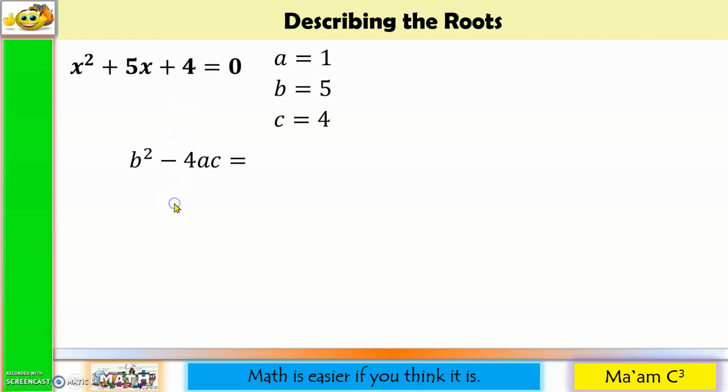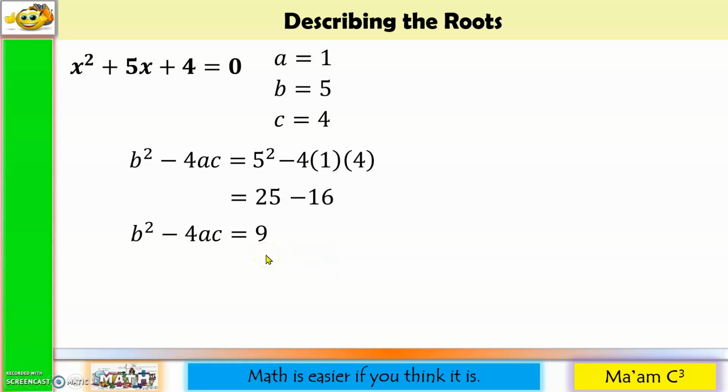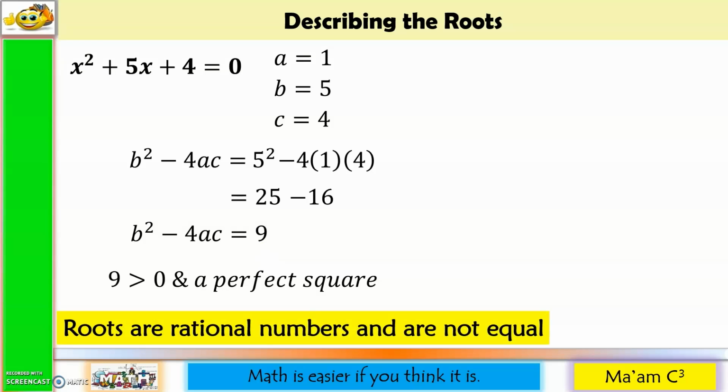Next, let us solve for the discriminant. So we have b squared. Our b is 5, so we have 5 squared. Next, minus 4 times a. Our a is 1. Times c. Our c is 4. 5 squared is 25. 4 times 1 is 4, times 4 is 16. So we have minus 16. 25 minus 16 is 9. And 9 is greater than 0 and also a perfect square. So we have two roots that are rational numbers and are not equal.